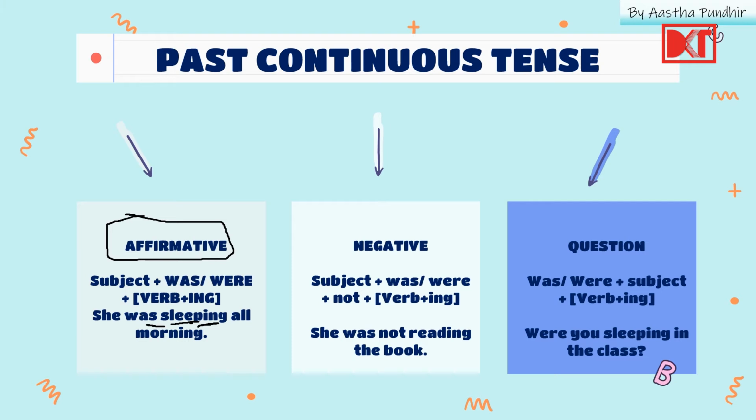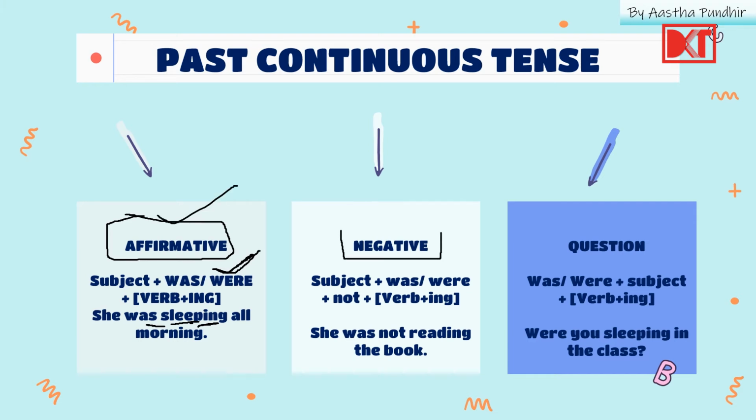Now the other examples could be, I was sleeping all morning, and with you we would use were. You were sleeping all morning. Then she was sleeping all morning. We again, we were sleeping all morning. They were sleeping all morning. Alright, so positive works like this.